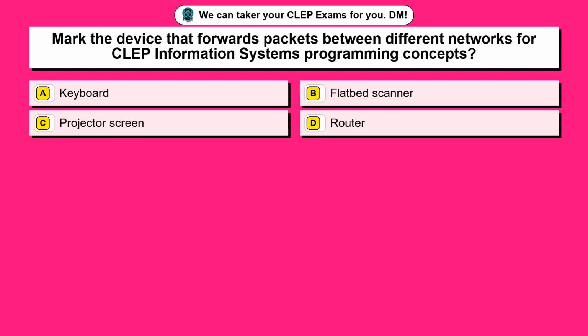Question 56. Mark the device that forwards packets between different networks for CLEP Information Systems programming concepts. Option A, keyboard. Option B, flatbed scanner. Option C, projector screen. Option D, router. The correct answer is option D, router.